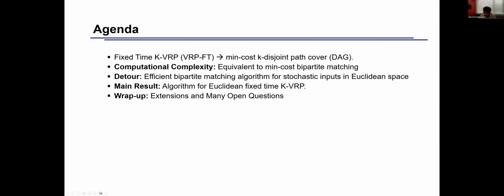I'm going to talk about an interesting problem, a variant of the vehicle routing problem. The classical vehicle routing problem is a generalization of the traveling salesman problem, which is known to be NP-complete. But I'll introduce a new variant called the fixed time vehicle routing problem. Essentially, this variant can be reduced to the min cost bipartite matching problem, which is polynomial time solvable. So in that sense, this problem is not NP-complete. It's solvable in polynomial time.